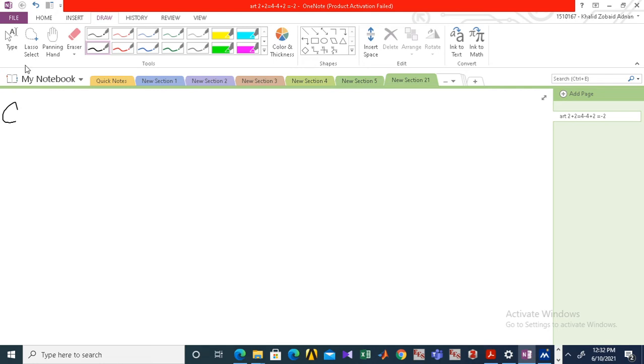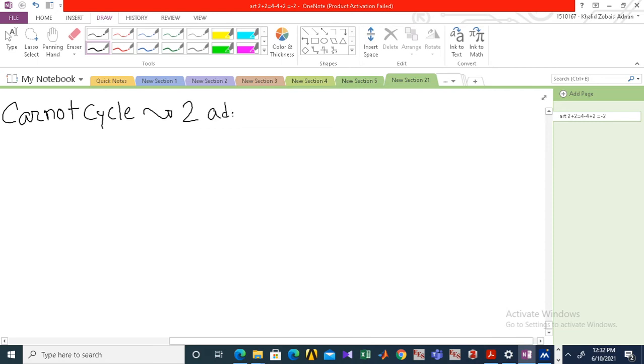2 adiabatic processes. Carnot cycle consists of mainly 2 adiabatic processes and 2 isothermal processes.